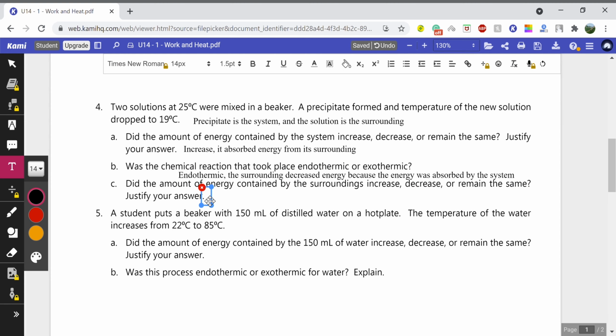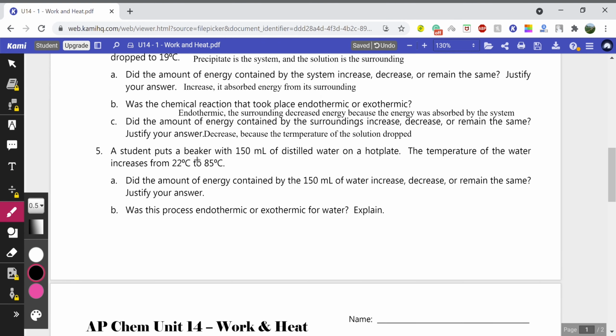Did the amount of energy contained in the surroundings increase, decrease, or remain the same? Well, this one is just the opposite of A. It is decrease because the temperature of the solution dropped. Next, the student puts the beaker with 150 milliliters of distilled water on a hot plate. As the temperature of the water increases from 22 to 85, did the amount of energy contained in the 150 milliliters of water increase, decrease, or remain the same?